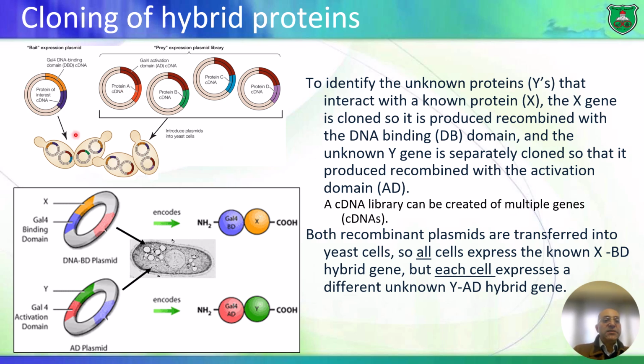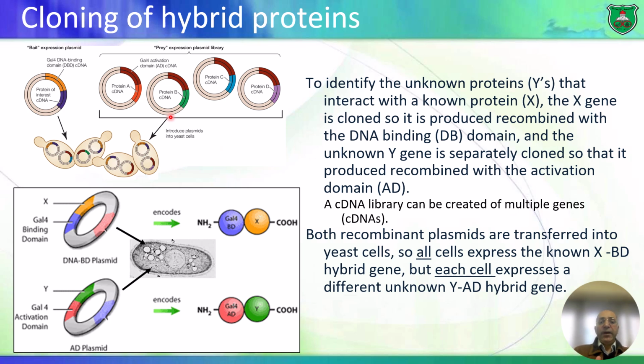If in this yeast cell X does not interact with protein B, it means that the binding domain and the activation domain would be far away from each other. They wouldn't interact with each other. They wouldn't be close to each other. And as a result, there would be no production of beta-galactosidase. There would be no cleavage of X-gal into a blue product, and the colony would look white.